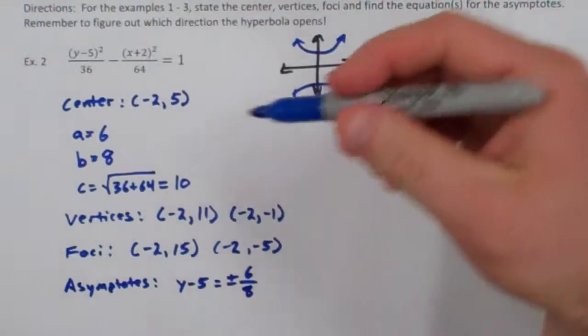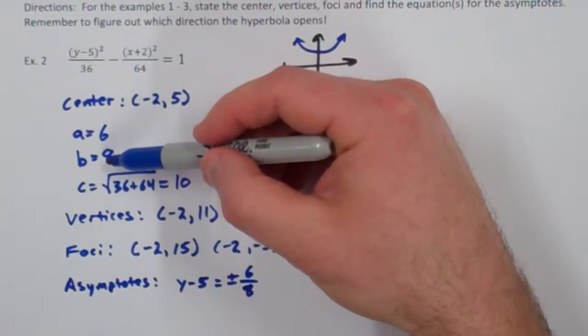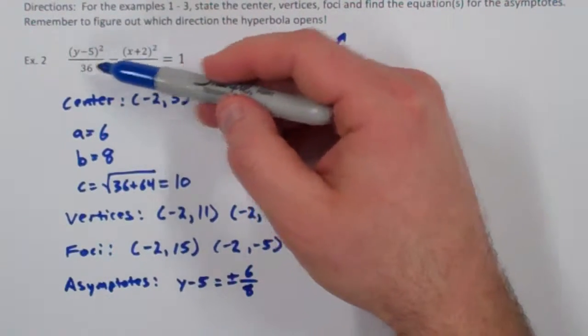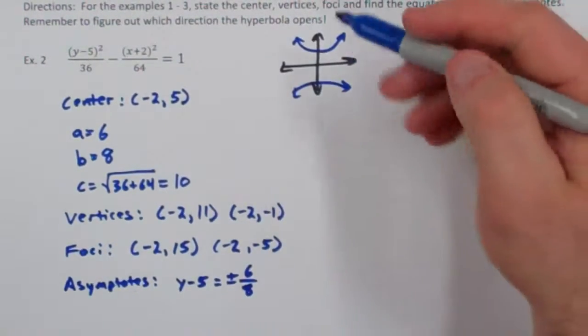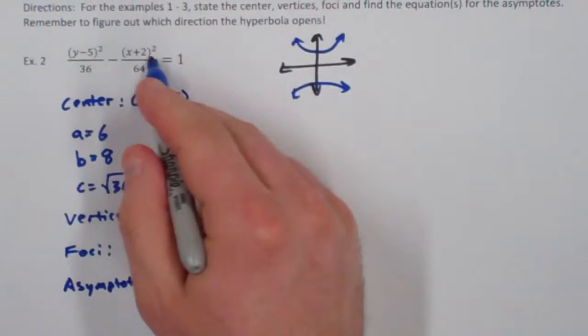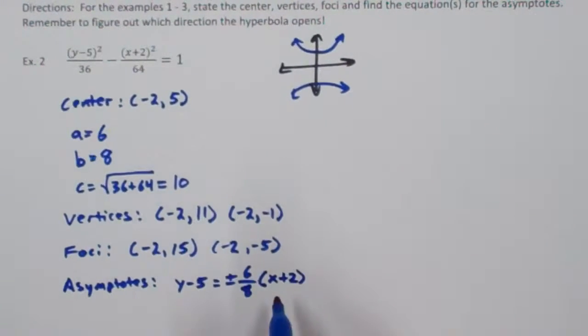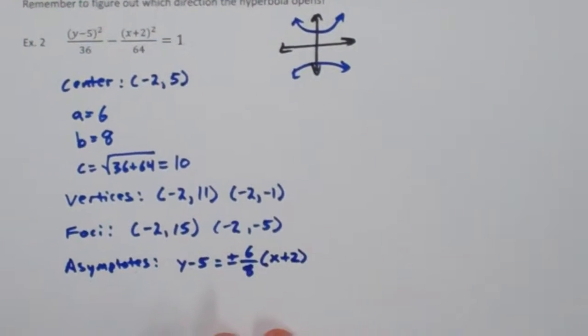So if you're looking at this one for a hyperbola that opens up and down, the slope is actually going to be a over b, just because it's the change in y over the change in x. And that's going to be multiplied by x plus 2. Whatever you see here in the x term right there, the thing that's being squared, that will go next. We want to clean this up just a little bit though.